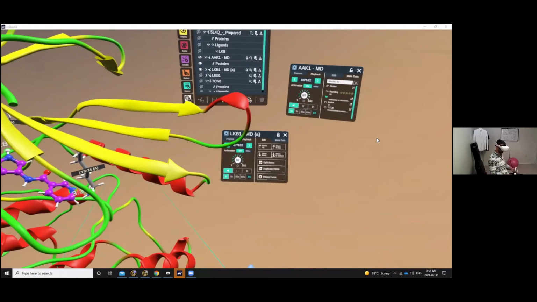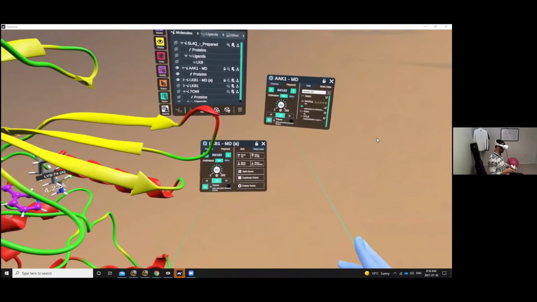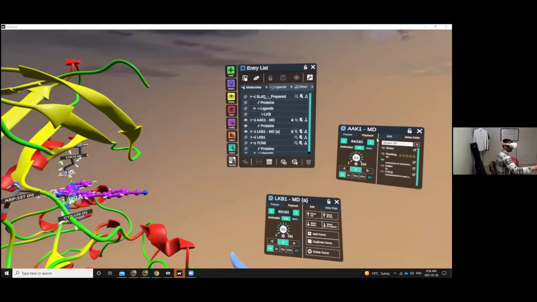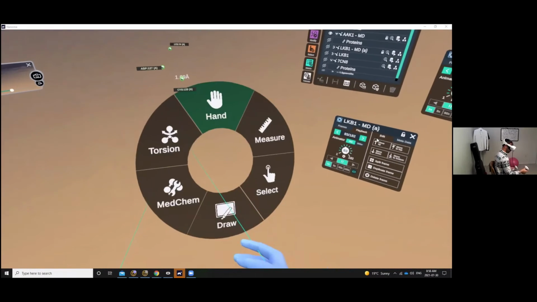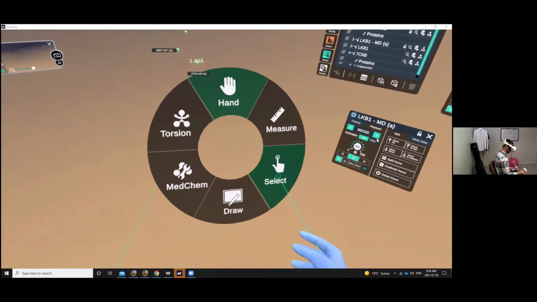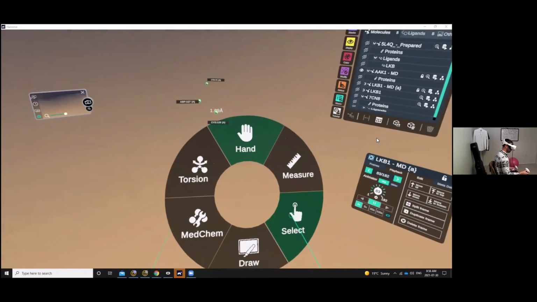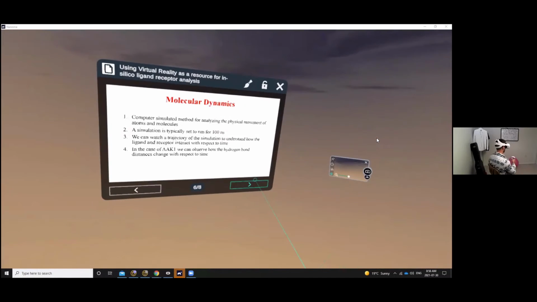Okay, let's pause that simulation. We can get to some other stuff. We can take that away for now. Let's delete all these. Okay, we'll delete those that way.